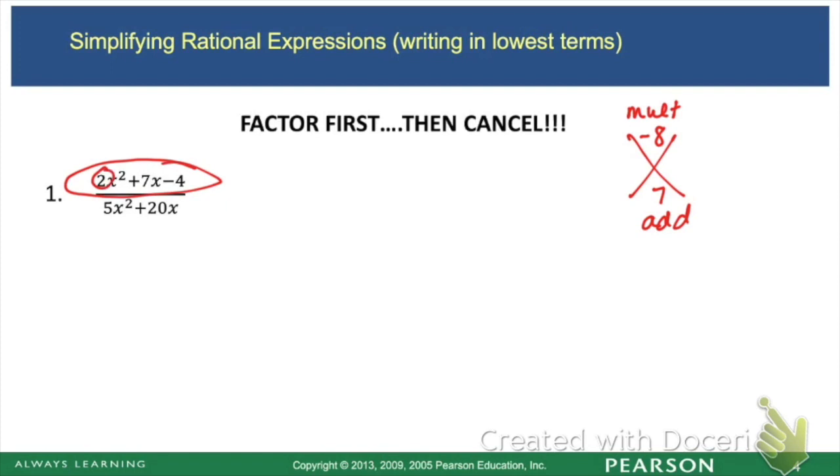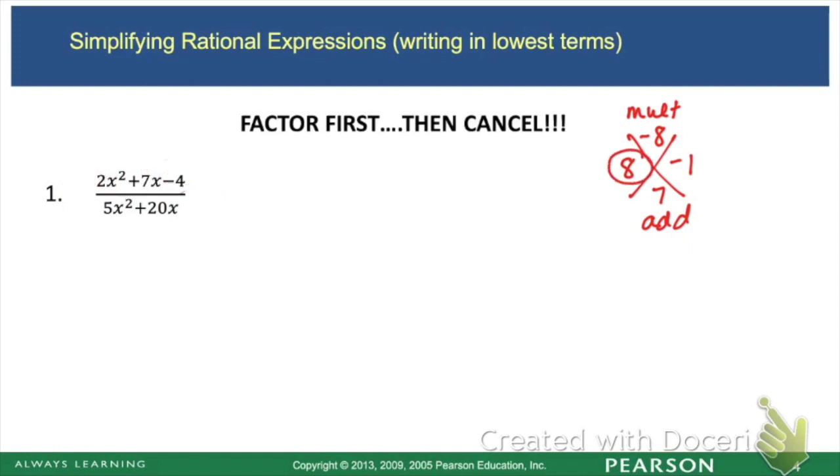And remember, you look at the first and the last terms and you ask yourself what multiplies to be -8 and adds to be 7. Some of you do this star method over here, so I'm going to set it up like that in case you do that. But you're looking for two numbers that multiply to be -8 and add to be 7. So that's going to be 8 and -1. So those are the numbers that I'm going to replace this middle term with. I'm going to replace 7x with 8x and -1x.